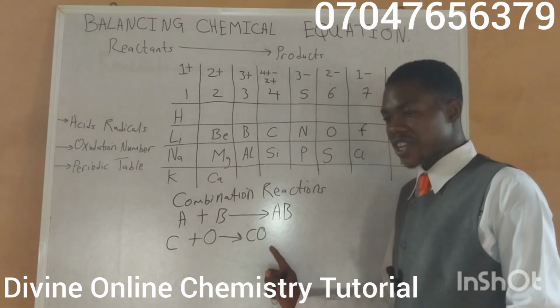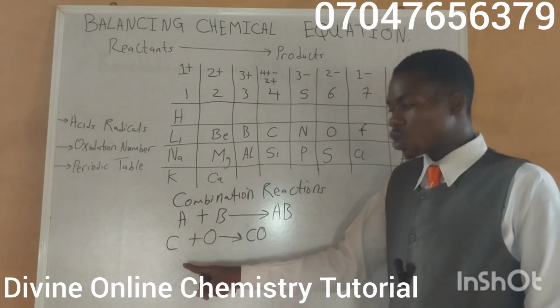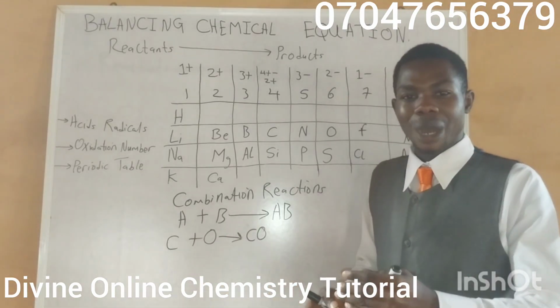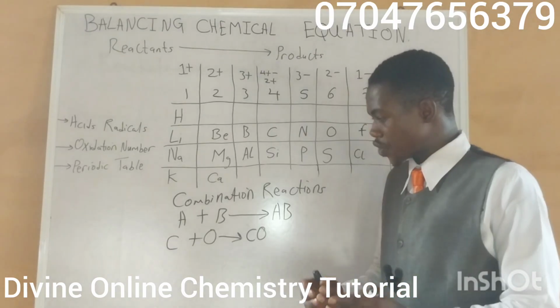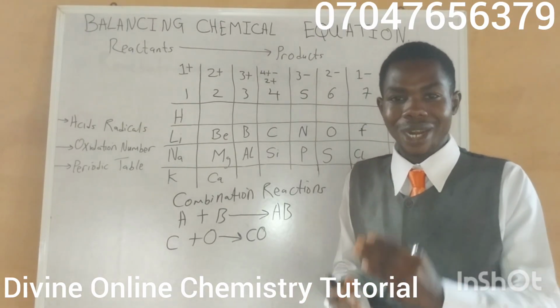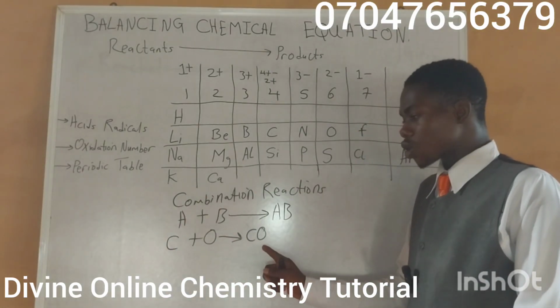The product. This is the first step. Now the next step is to check: is the number of moles of the reactant equal to the number of moles of the product, as proposed by the principle of balancing of chemical reactions? Because the principle states that for a chemical equation to be balanced, the number of moles of the reactant must be equal to the number of moles of the product.